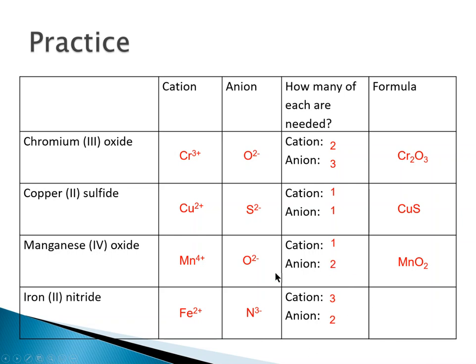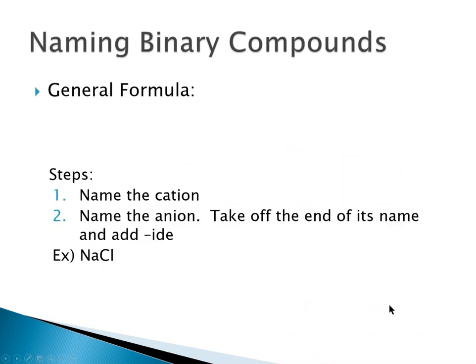That'll get you where you need to be every time. So, Fe3N2. All right. Now we talked about writing the formulas for binary ionic compounds.